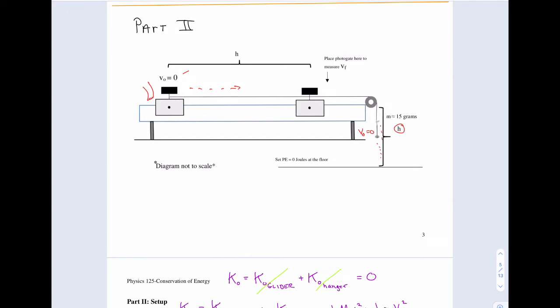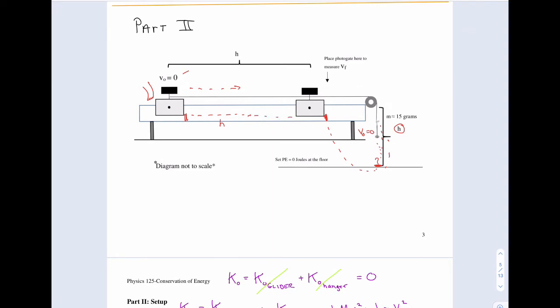So when this thing goes 80 centimeters down, that thing is going to go 80 centimeters over. As much as that one moves down, that one moves over. So when this thing hits the floor, there's no more tension in the string. So this thing only accelerates from here up to here. The picture is not to scale, but when this thing hits the floor, the glider's right there. That'd be my height h.